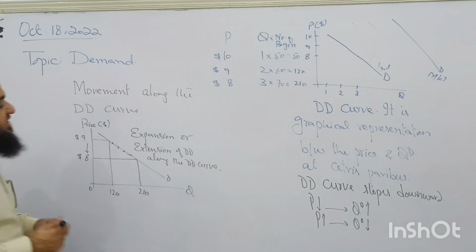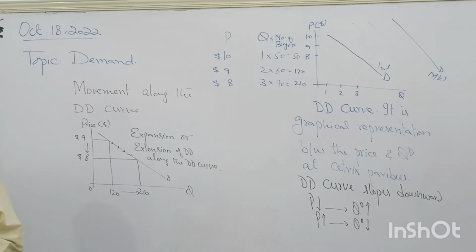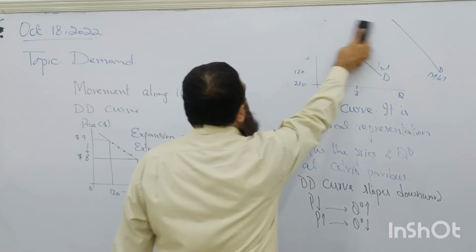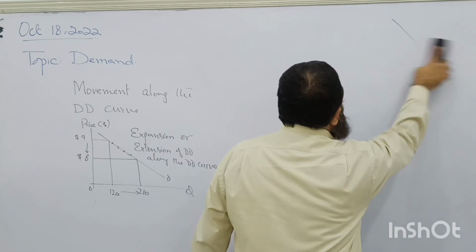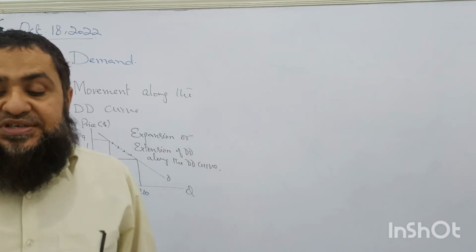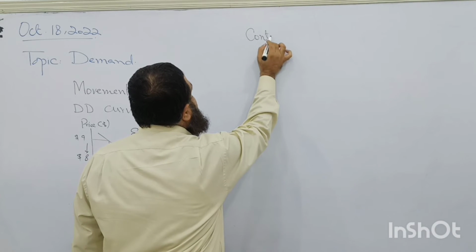So when price decreases, there is movement along the demand curve, like there is going to be expansion of demand when price decreases. This shows that price and quantity are inversely related, and this is called expansion of the demand curve. Now what do we say about contraction of demand? How can we find contraction of demand?